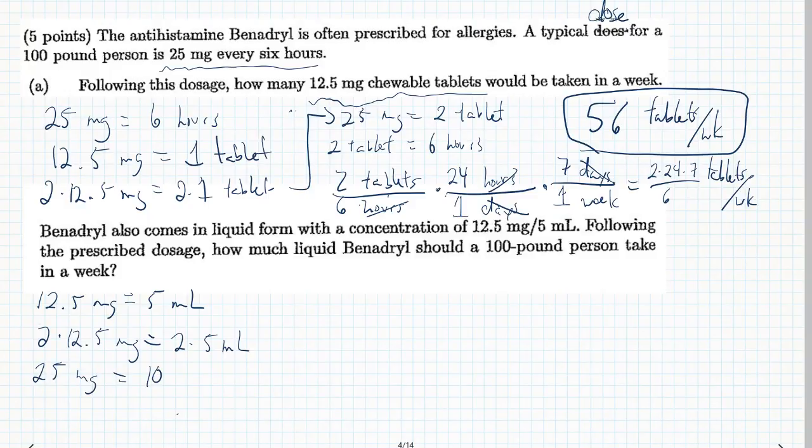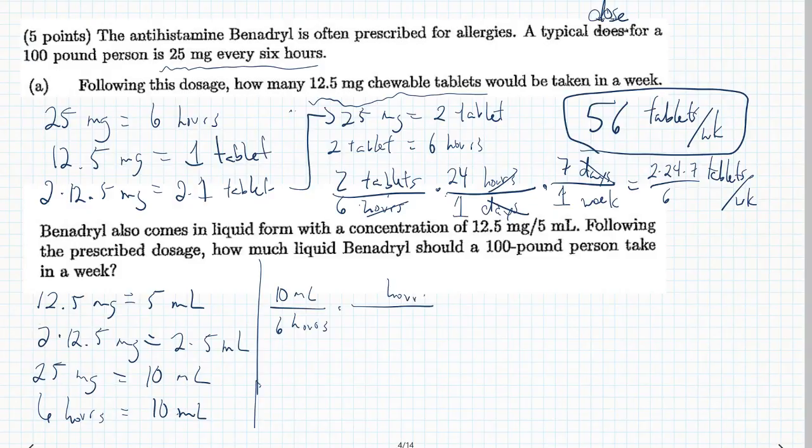equals 10 milliliters. But we know that 25 milligrams is every 6 hours, so we have 6 hours equals 10 milliliters, and we're ready to rock and roll once again. So with that in mind, we want to figure out how many milliliters we're working with. 10 milliliters per 6 hours. The process is pretty much identical. We have hours up top, days down below. So there's 24 hours in 1 day.